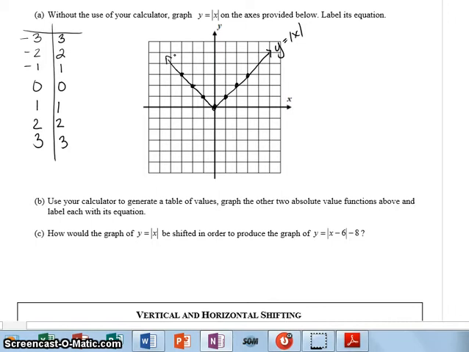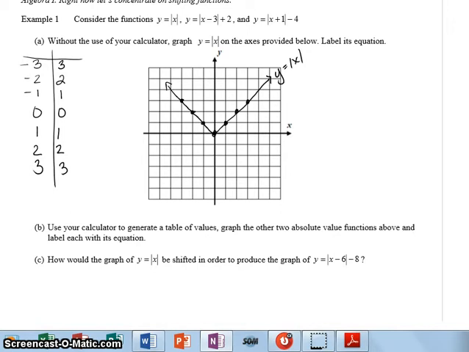Part B, use your calculator to generate a table of values, graph the other two absolute value functions. Well, looking back here, you're just going to put them in the graphing calculator and graph them. So the first one here, absolute value of x minus 3, and then come outside the absolute value plus 2. I'm going to do that in a different color just so you can see where I am. And you get this graph right here that I have in red. So that is the absolute value of x minus 3, close the absolute value, plus 2.